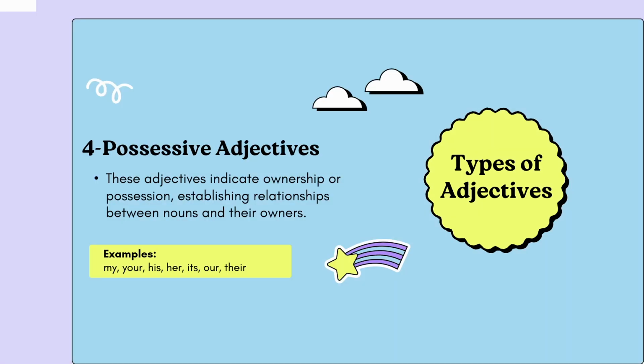Possessive adjectives. These adjectives indicate ownership or possession, establishing relationships between nouns and their owners. My, your, his, her, its, our, their; my sister, his book, etc.